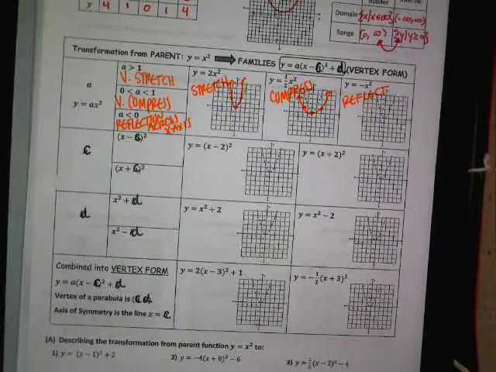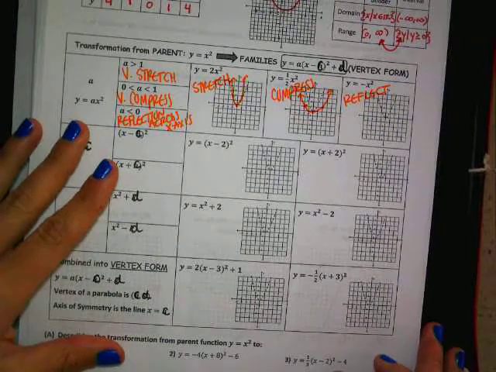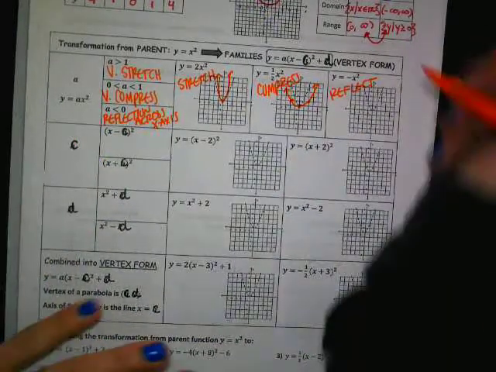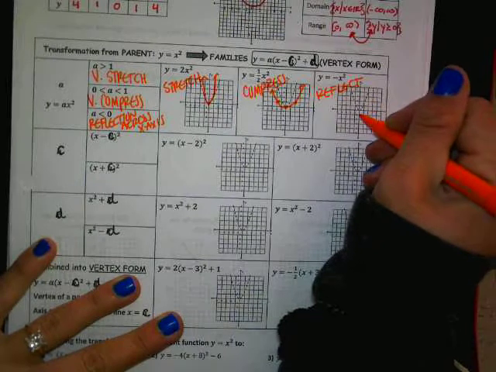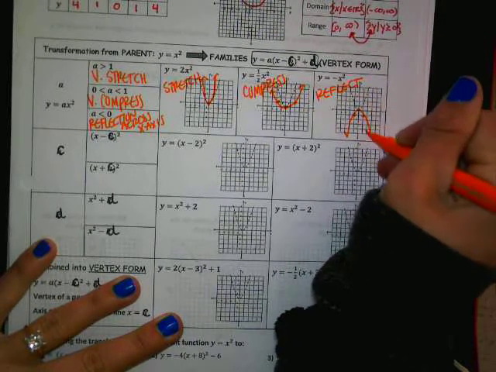All right, and then what do you think you're going to be doing for reflections? You're going to flip it, right? So you're going to go down because it's negative. So down 1 over 1. And you can draw your U.